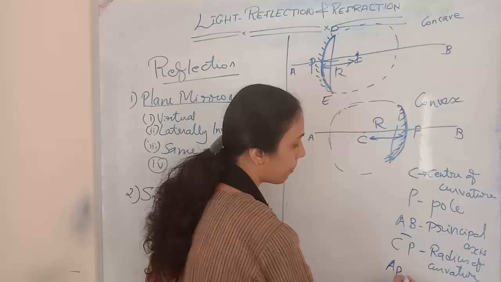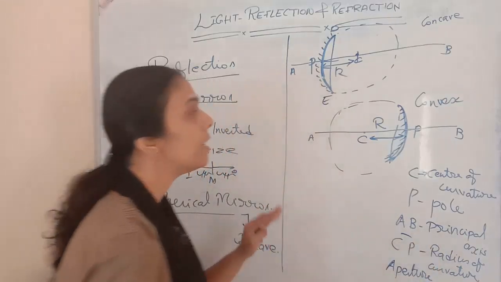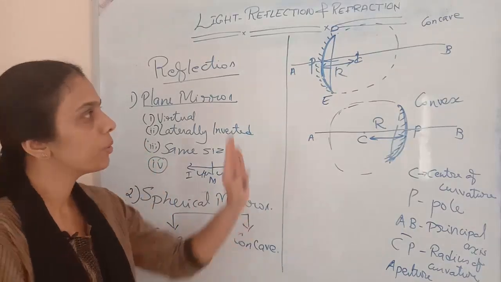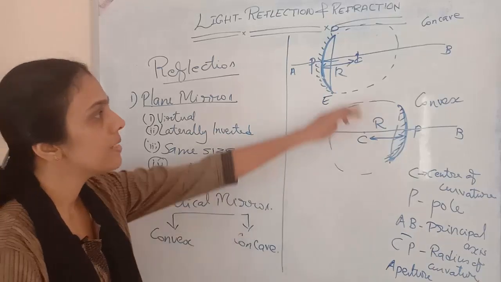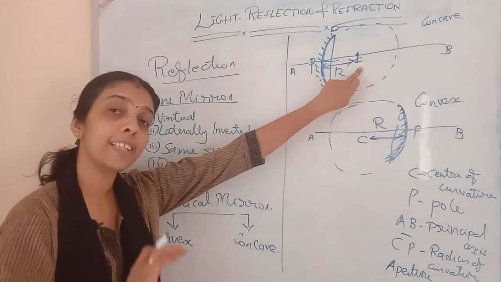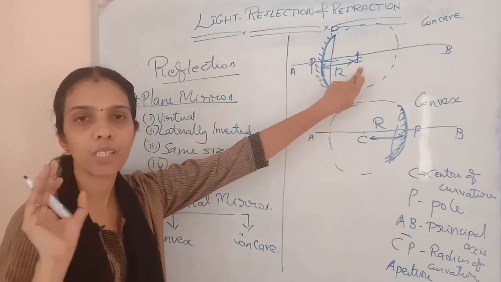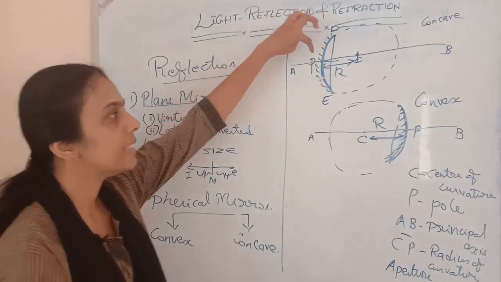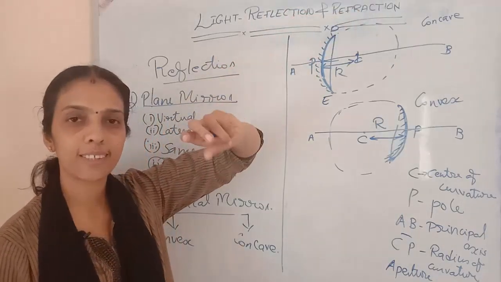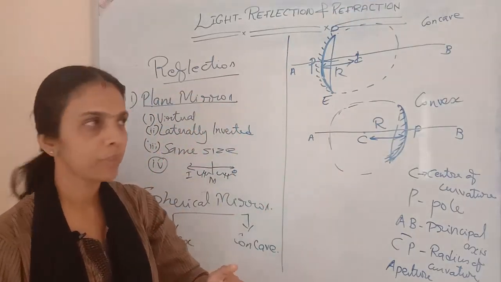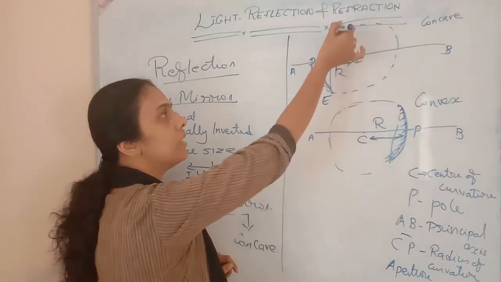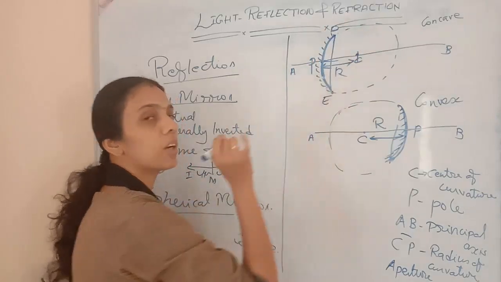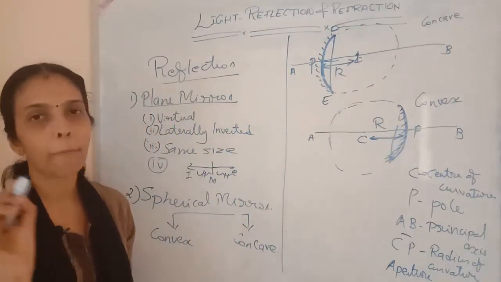Okay, so it is aperture. Aperture is the diameter of the reflecting surface, that is called aperture. Okay, so these important points you should know. C, center of curvature, is the center of the sphere of which the mirror forms a part. The center of the mirror is called the pole, and the distance between the pole and the center of curvature is called the radius of curvature. And the diameter of the reflecting surface is called the aperture.